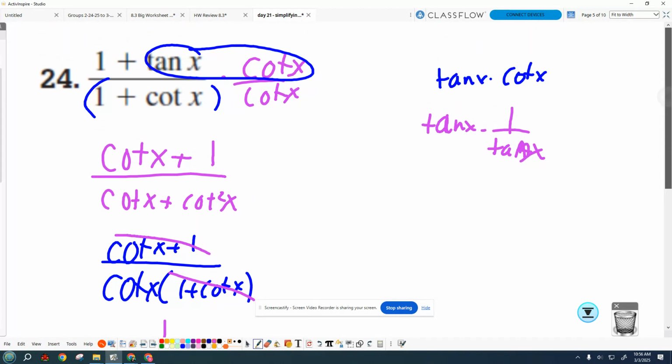Okay. Yeah. Wait, what if you just multiply the top by 1 plus cotangent x? Would that do the same thing? Just to get rid of the denominator? I gotta multiply by 1, so it's gotta be 1 plus cotangent over 1 plus cotangent, which is not gonna be nice.